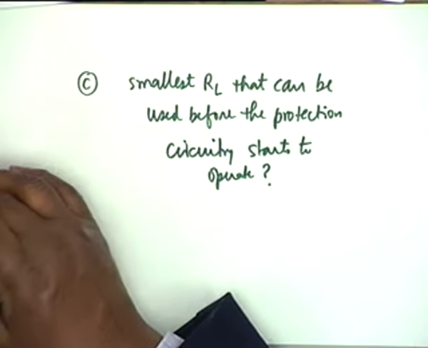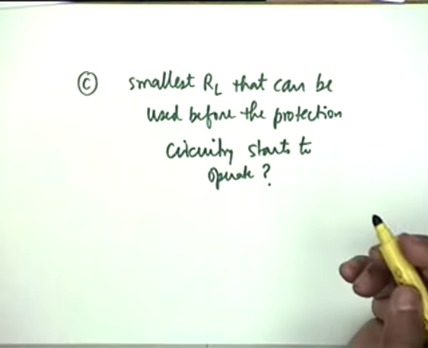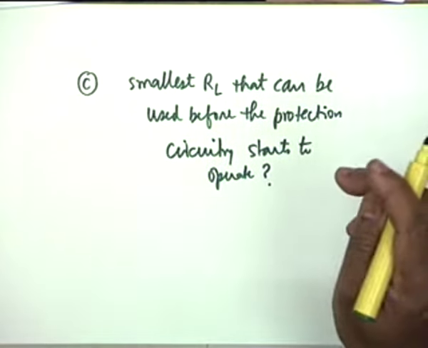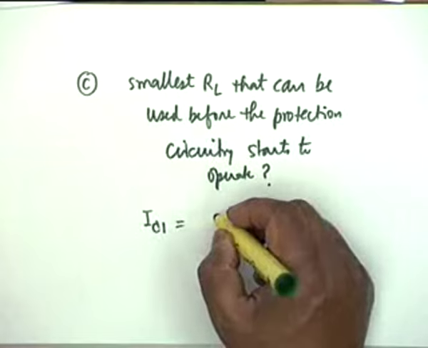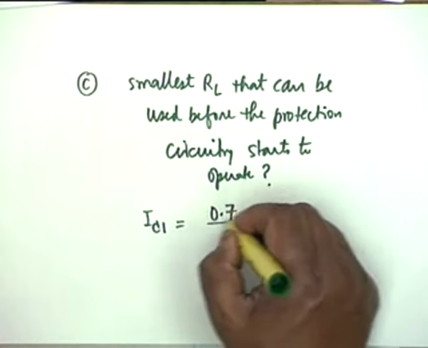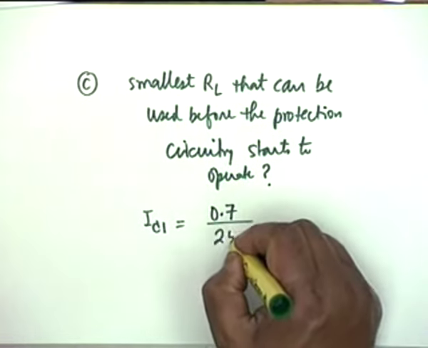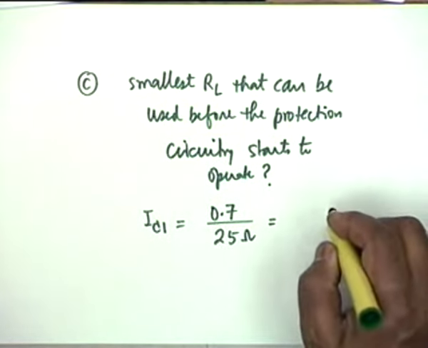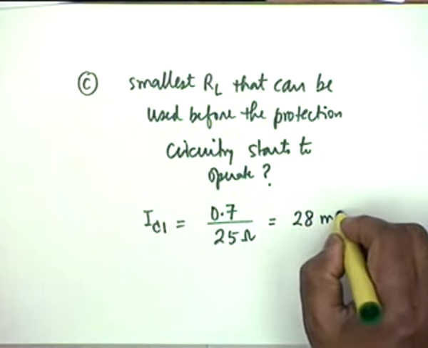Now, how do I attack this problem? To attack this problem, we see that I sub C21, that upper transistor, is limited. There is a maximum possible value that I sub C1 can have to make Q23 just on, given by V_B on, that is 0.7, divided by 25 ohms. That is equal to 28 milliampere.